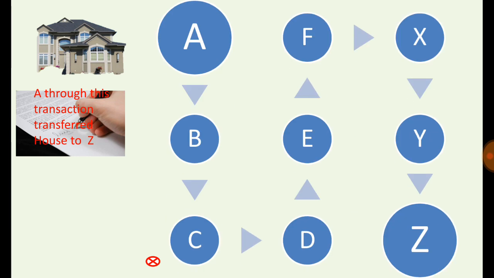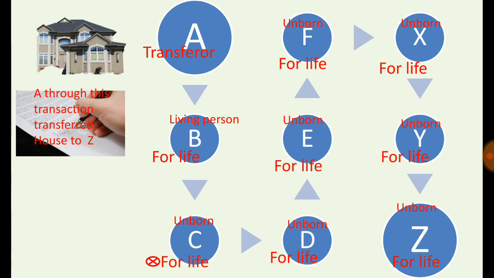See, he executes a document, and in that document A is the transferor. By that gift deed he creates a prior life interest in favor of B for his life, then C, then D, then E, then F, then X, Y, Z, etc. And Z is the ultimate beneficiary, maybe, maybe not. He makes such a gift deed and signs it. Then the question is, what will be its validity?